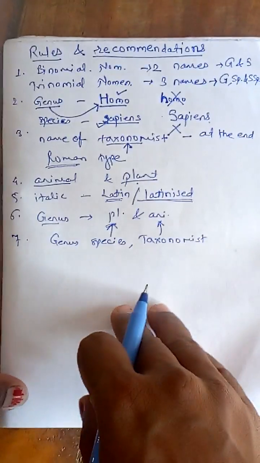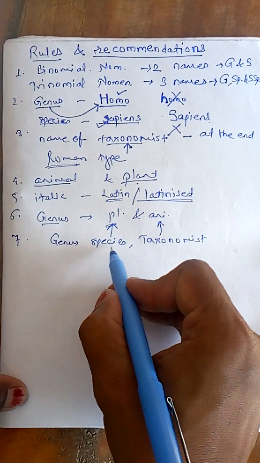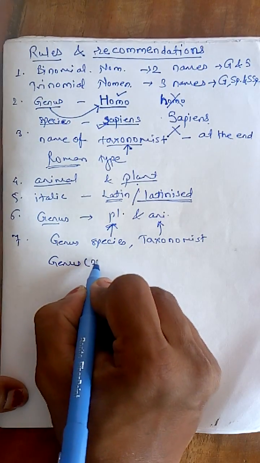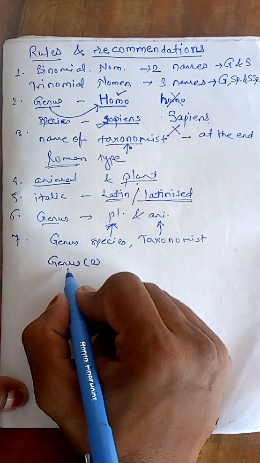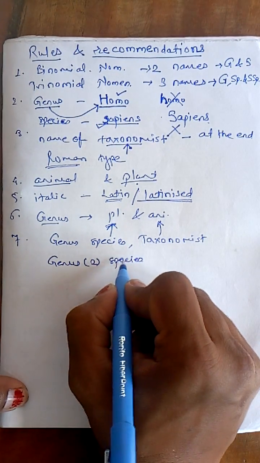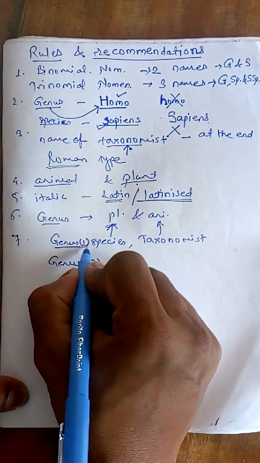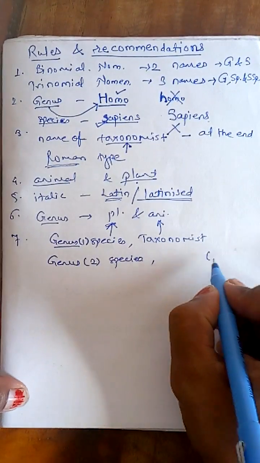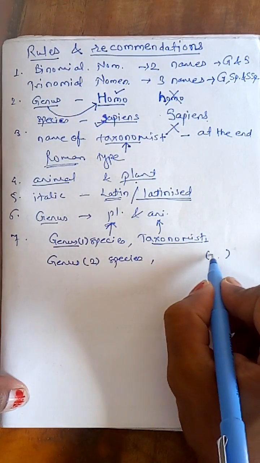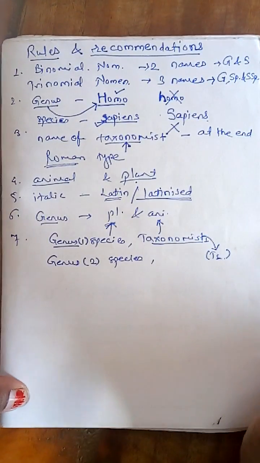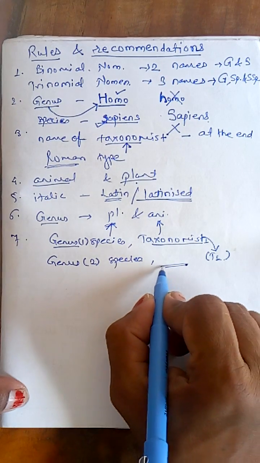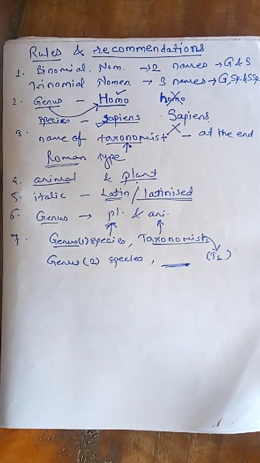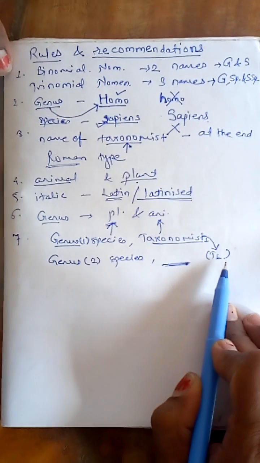But after some years, if we change the species or put that species in another genus, in that case this is genus 2. The species remains the same, but instead of keeping it in genus 1 we are keeping it in genus 2. So in that case we have to write the name of the old taxonomist 1 in the bracket, the same name, and the name of another taxonomist comes here. Okay, so this is the 7th rule. We have to keep the name of the first taxonomist in brackets.